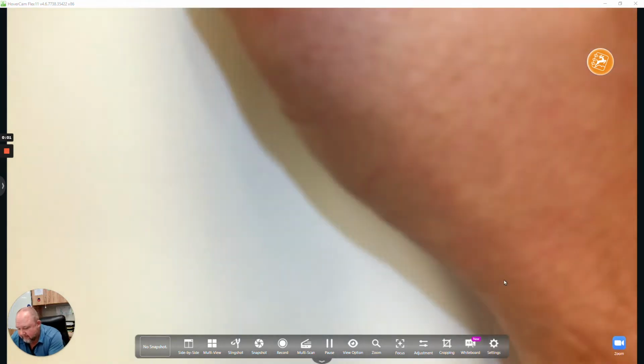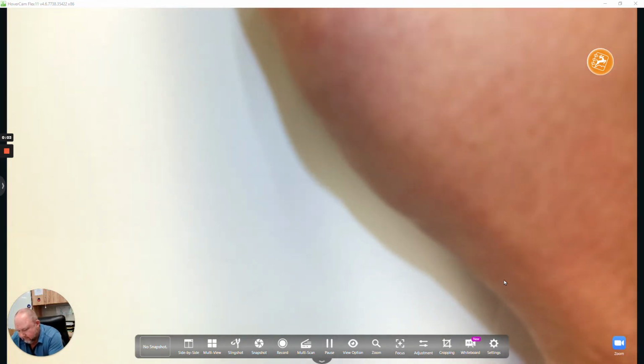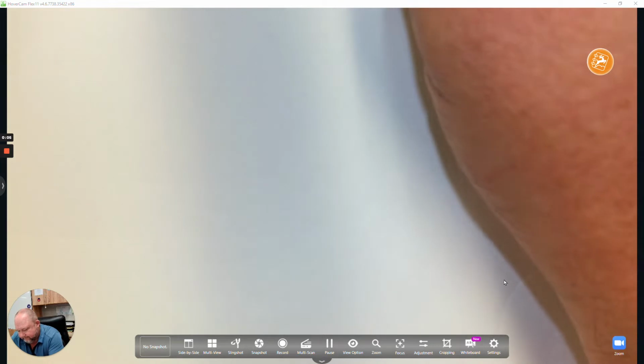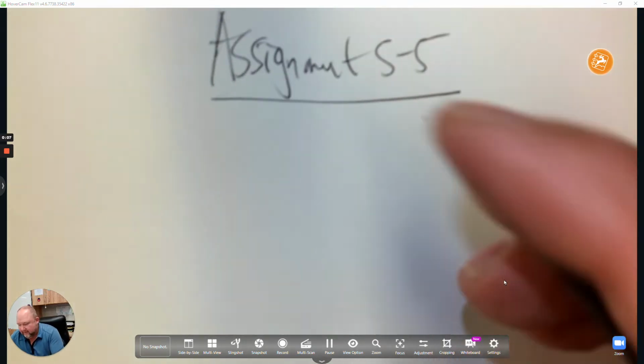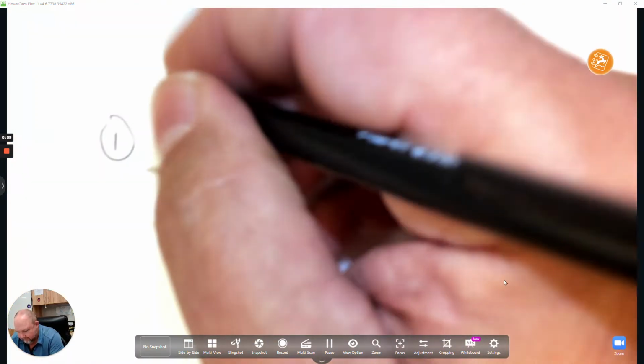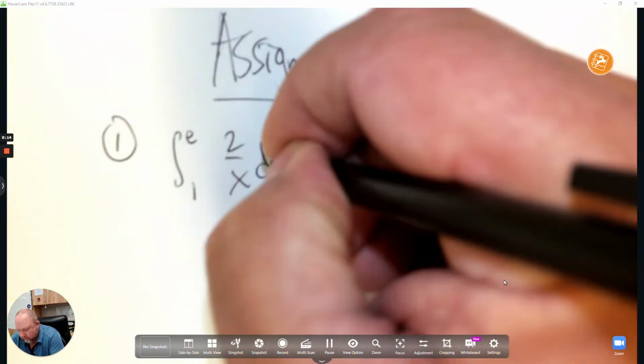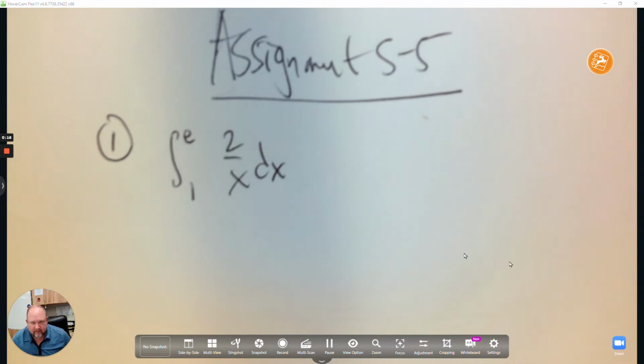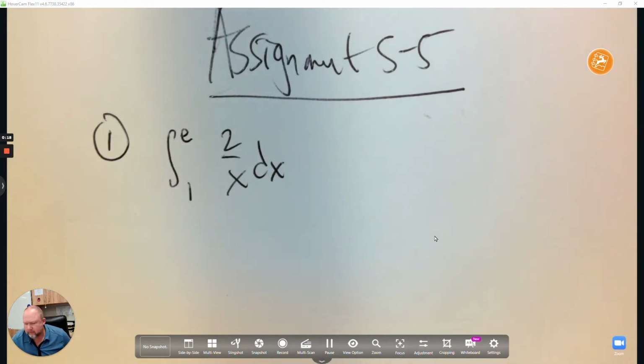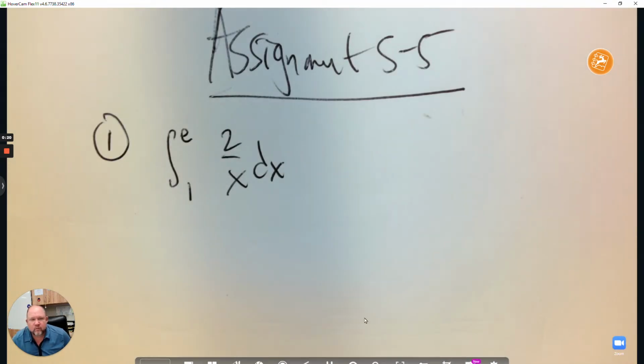All right, assignment 5.5. Let's go. As always, you should try it first. That's how you learn. So this assignment's connected to exponentials and logarithms.